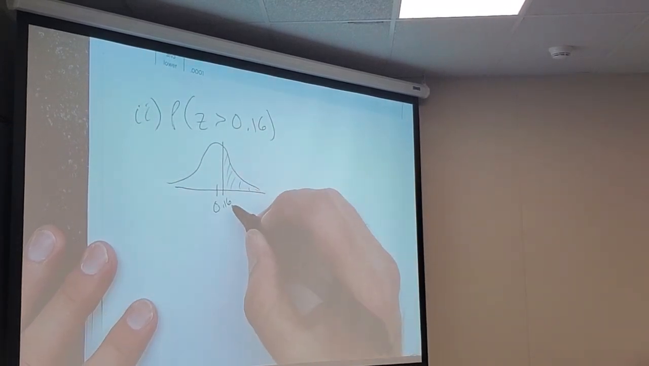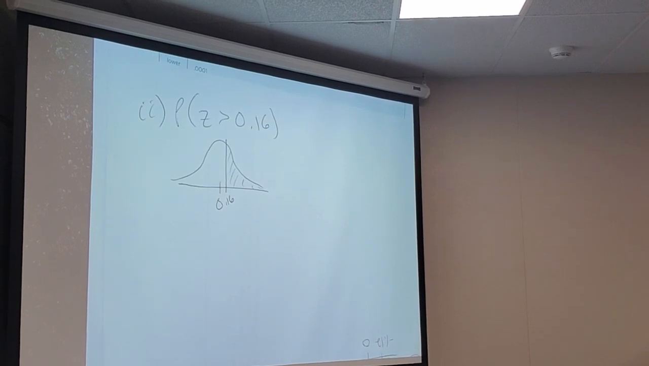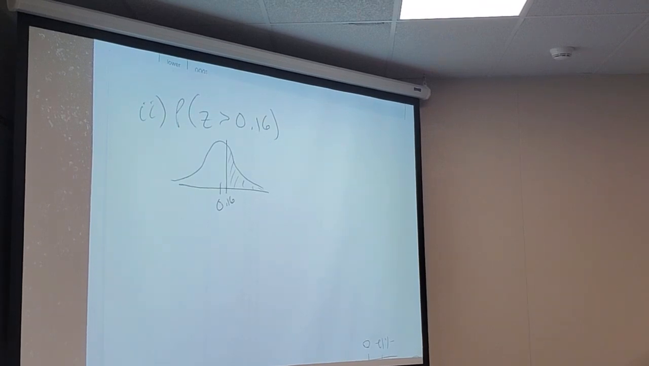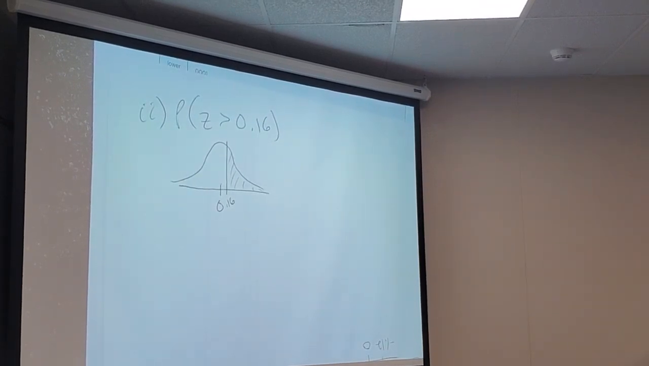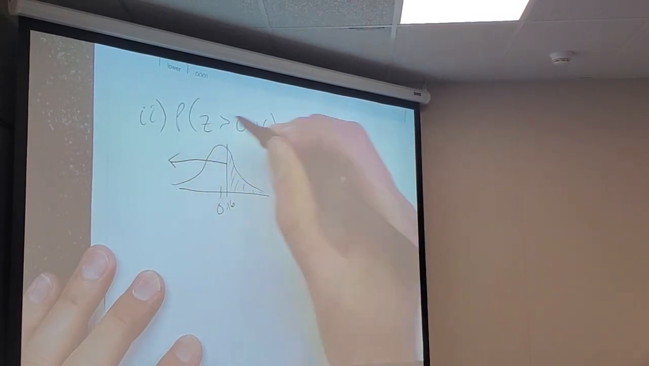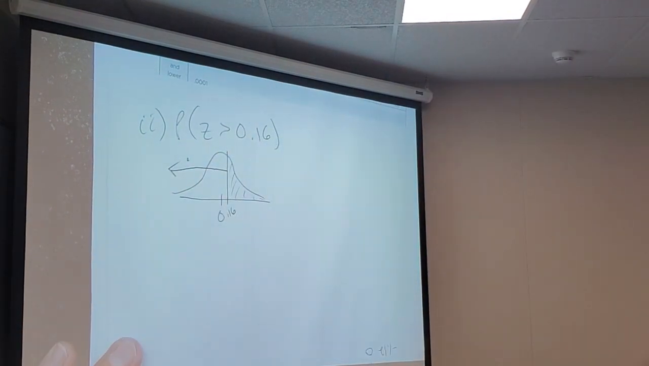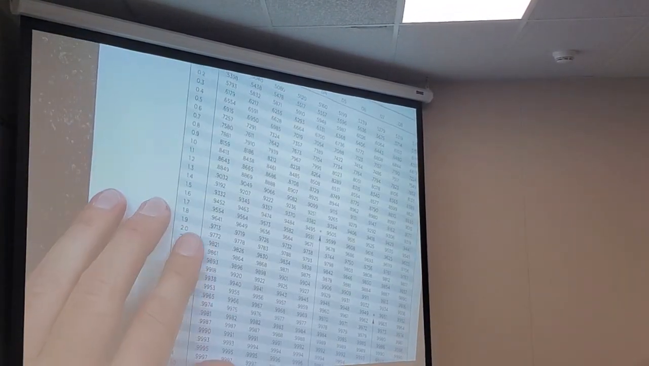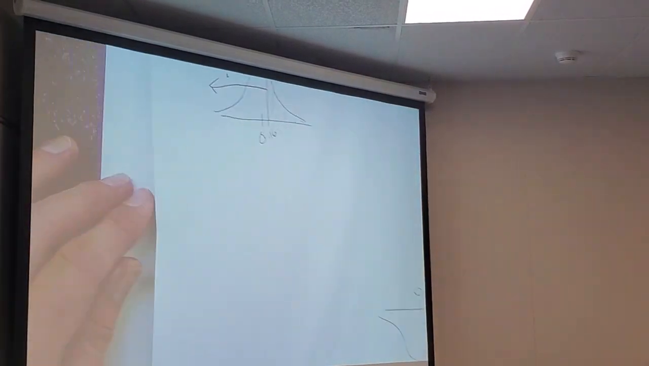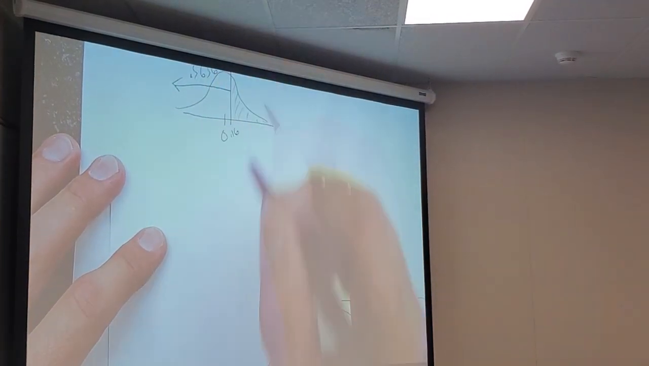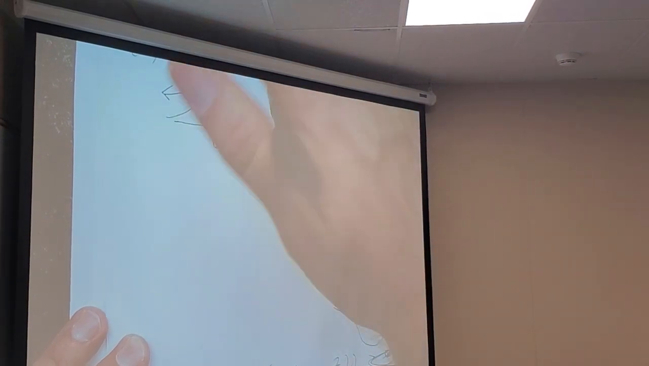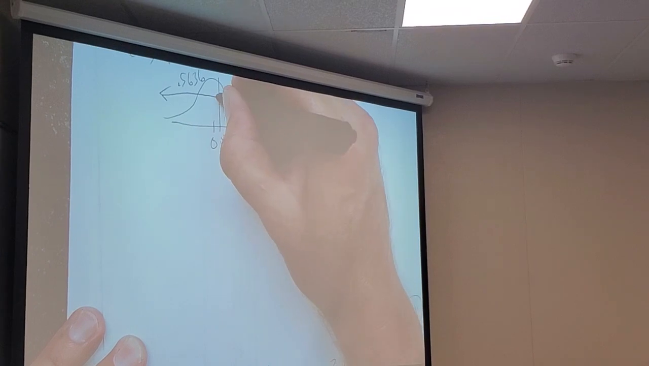So now, if you look up 0.16, do you get the answer? Whenever you look up a z-score, the chart immediately tells you the area that is below what you looked up, correct? So look up 0.16. What do you get? 5, 6, 3, 6. Okay. Do you see I'm being nice to myself? I've drawn the picture. I've shaded the answer. The minute I look up a z-score, it tells me the area below.